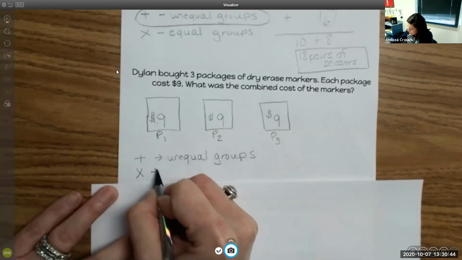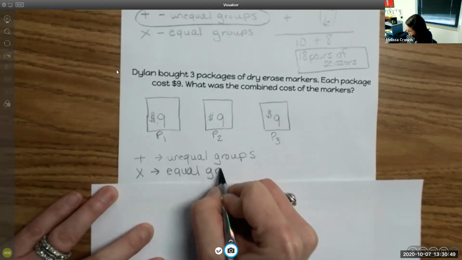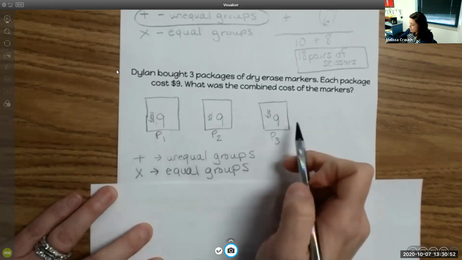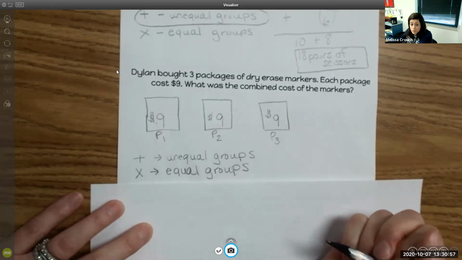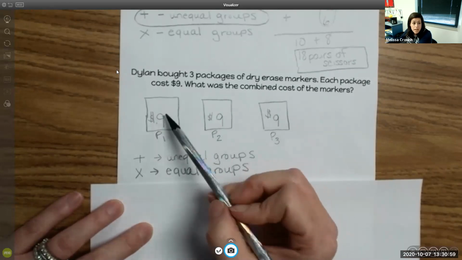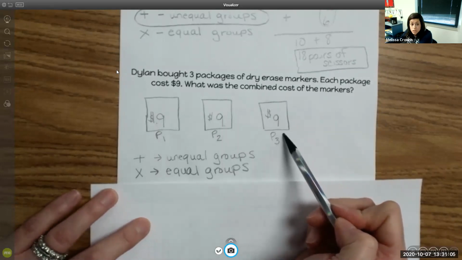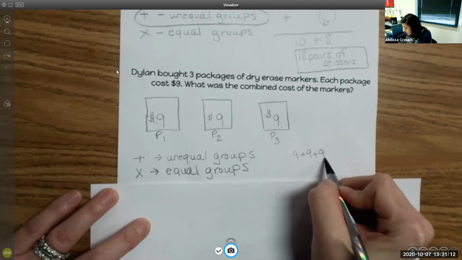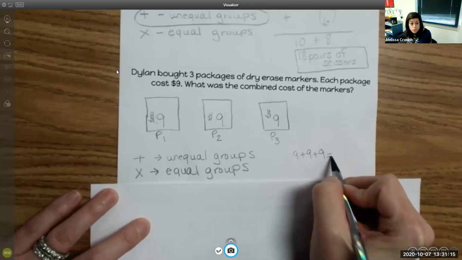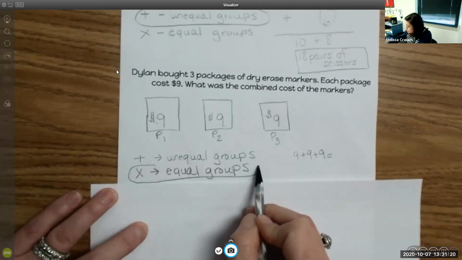When you multiply, you're multiplying equal groups. What kind of groups do I have? Equal or unequal? They're equal. I'm putting together 9 plus 9 plus 9. That should remind you that that's repeated addition. That is 9 plus 9 plus 9. That's repeated addition. Those groups are equal. So we are multiplying because those groups are equal.